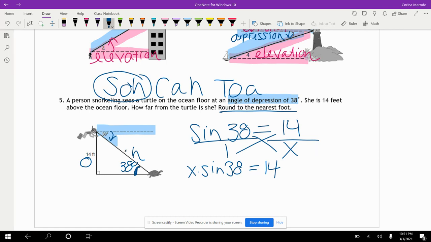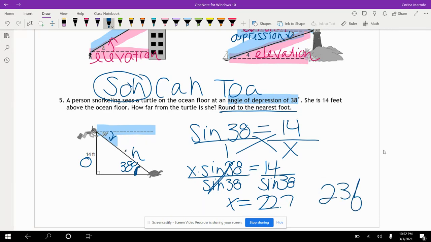Then next, we're going to divide by sine of 38 to solve for x. Sine of 38 divided by sine of 38. Remember, when you do this, your calculator needs to be in degree mode because it's giving your units in degrees. So here x equals, let me make sure my calculator is in degrees, and then I'm going to punch in 14 divided by sine of 38. That gives me 22.7. But they want us to round to the nearest foot, so 23.